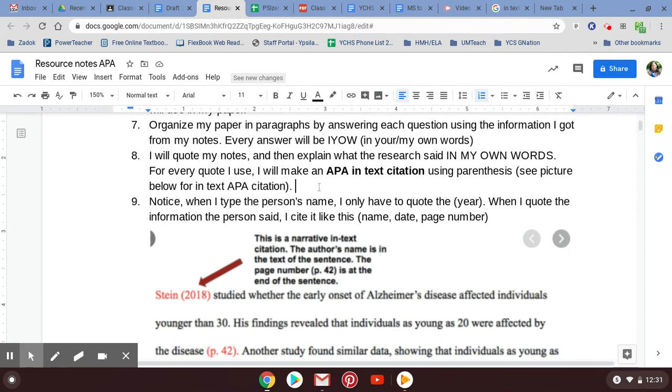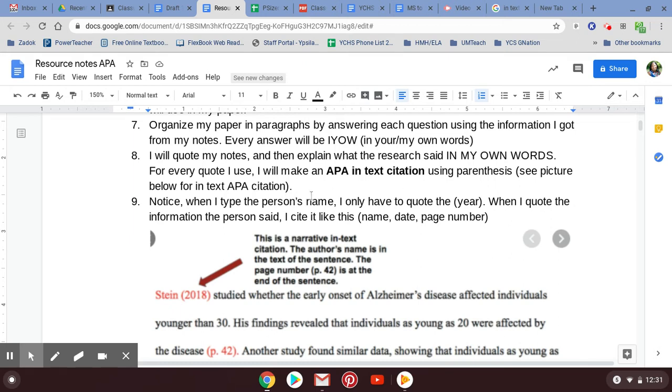When you use your quotes, you have to explain the quotes in your own words. So if you say something very technical like the macro environment of the infant, people who aren't scientists will think, what's a macro, what's an environment, all of that, okay? That's what I mean by explaining what the research said in your own words.